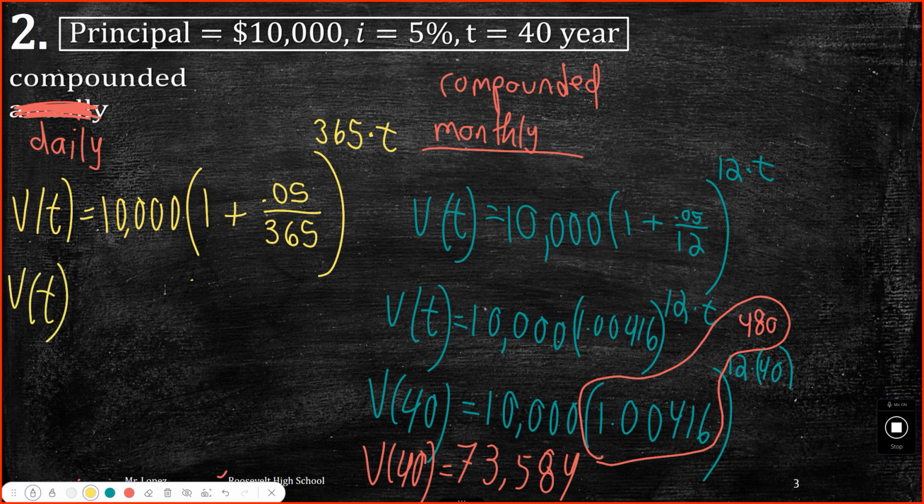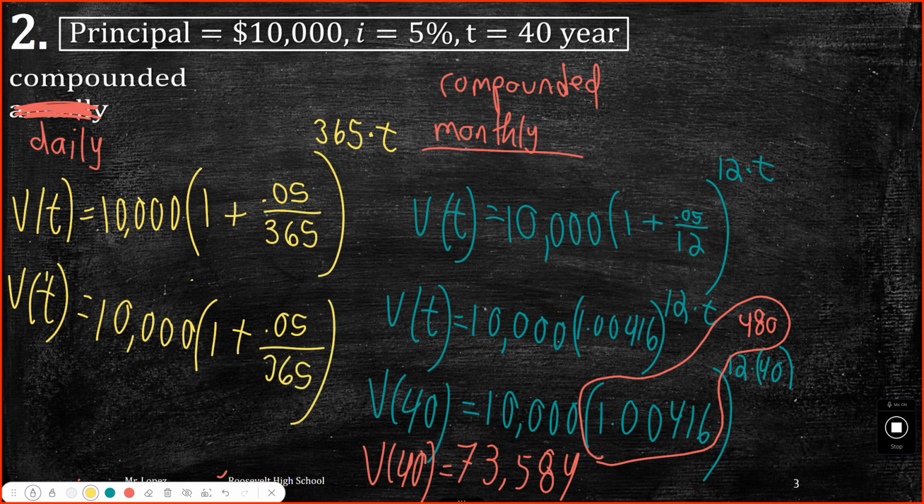V of t, 10,000. Leave this alone. And we're going to change this t to what? 40. Let's already do that. V of 40. So this is going to be V of 40. And you know that this is going to be 40. What's 40 times 365? That's what we want to get. 365 times 40. 14,600. So this is 14,600.